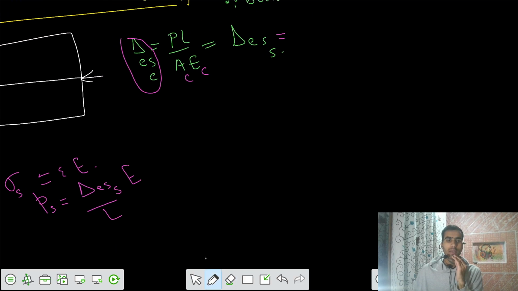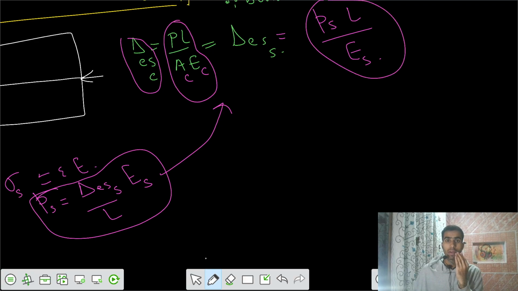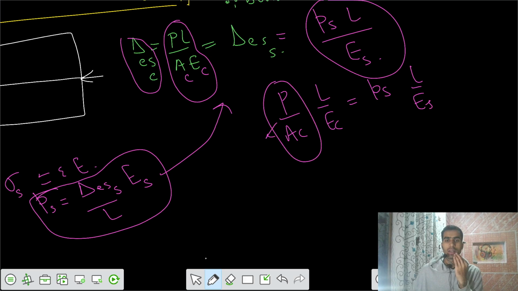If I substitute the delta ES value here, that is PS L by E steel, which we can also write as sigma L by E. Finally, this part and this part can be equated: P by area concrete, L by EC equals P steel, L by ES. And this is the stress in the concrete section: you have some concrete section and some P force, so this is the stress in concrete, FC.